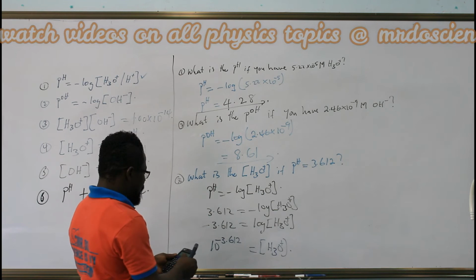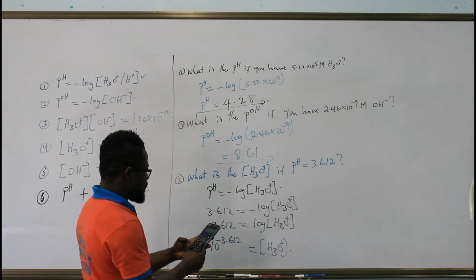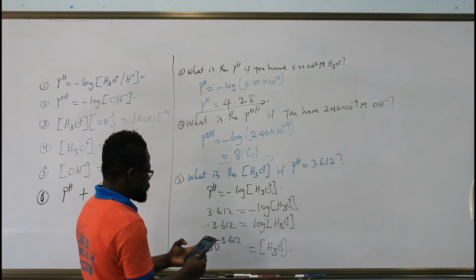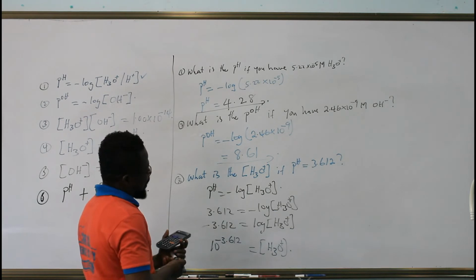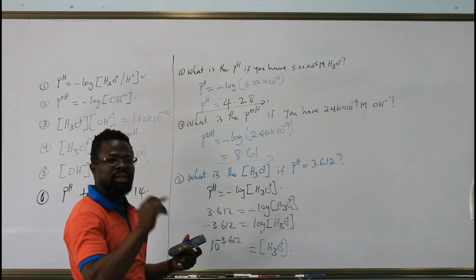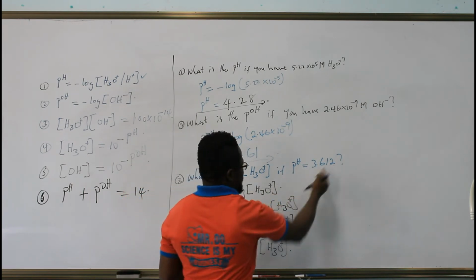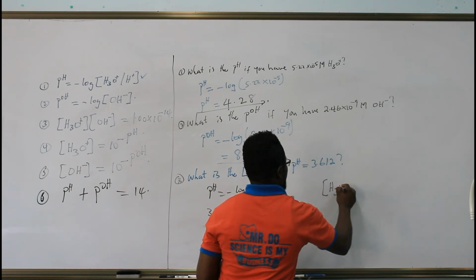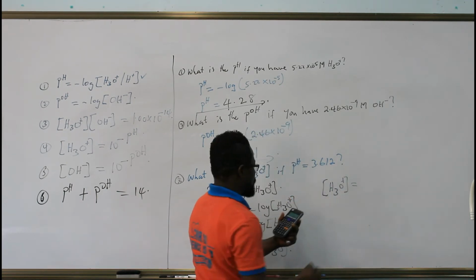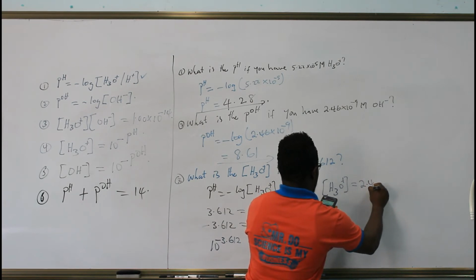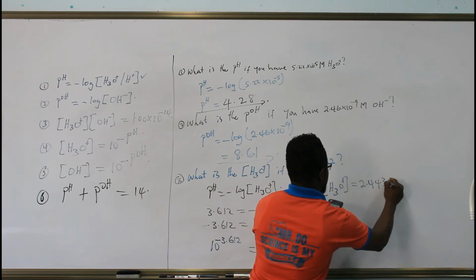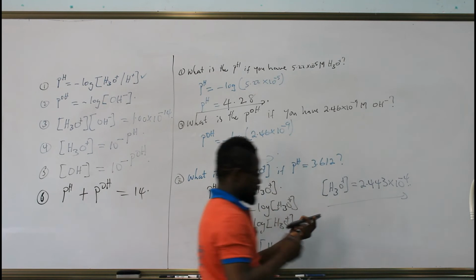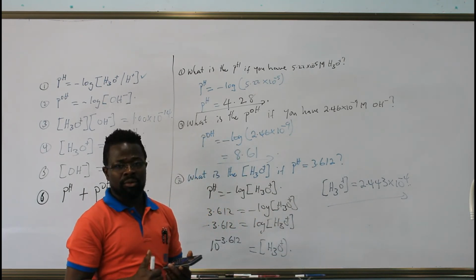So we can just straight away take our calculator and say 10 exponent negative 3.612. And once I do that, I am going to leave my answer according to the sig figs that I'm given. I was given 4 sig figs, so my answer therefore is going to be the concentration of H3O plus being equal to 2.443 times 10 exponent negative 4. That becomes the solution to the problem that I was given.